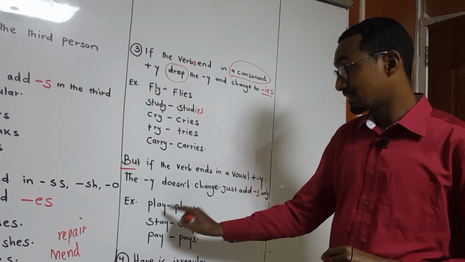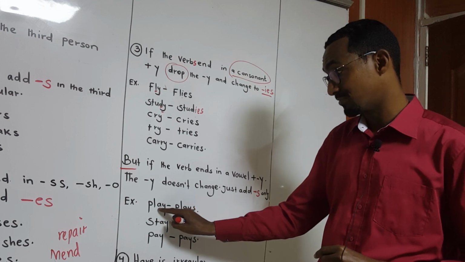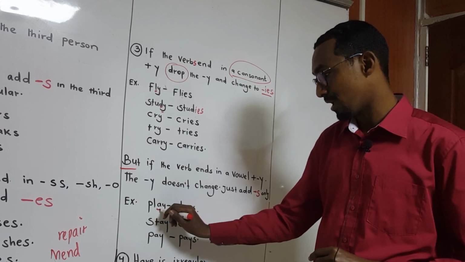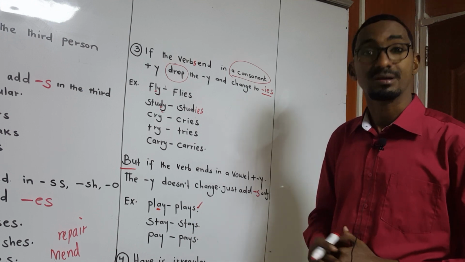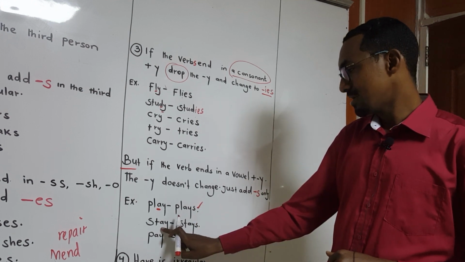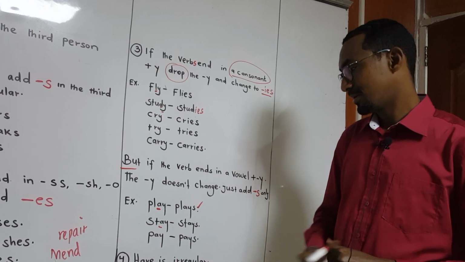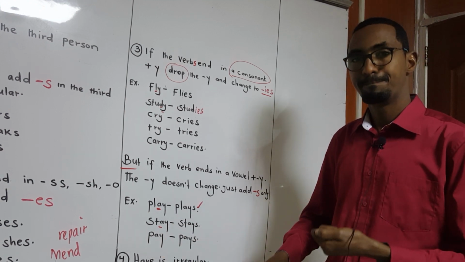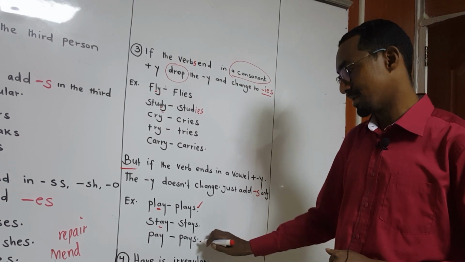See? If you look at the letter that precedes the Y, it is a vowel, A. Good. And then you add S. As easy as that. Stay. See? This is A. Stays. Good. Pay. Pays. You only add S.